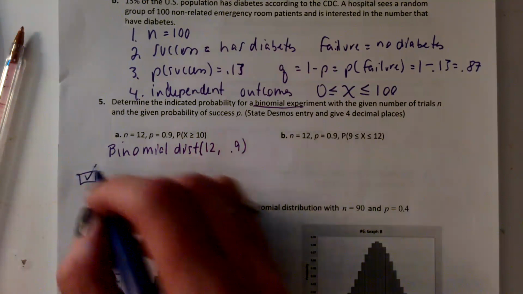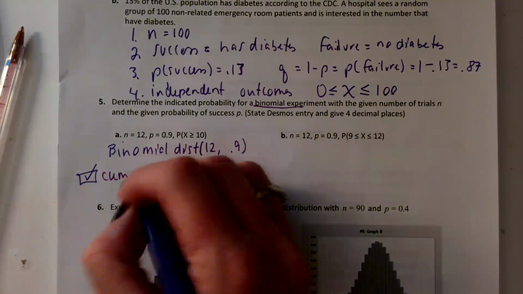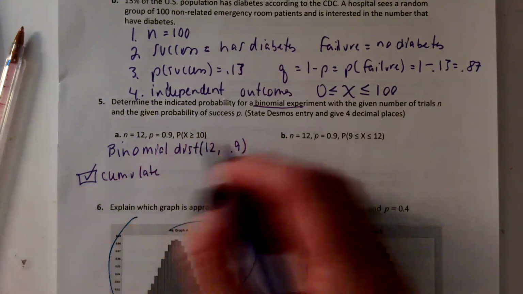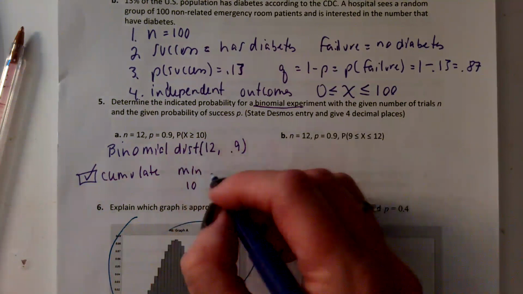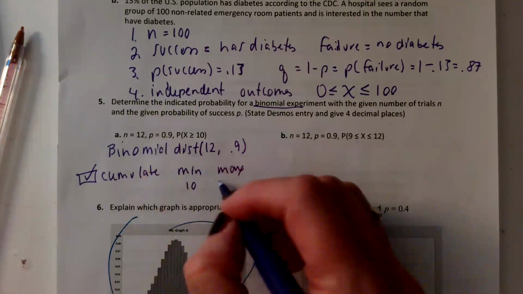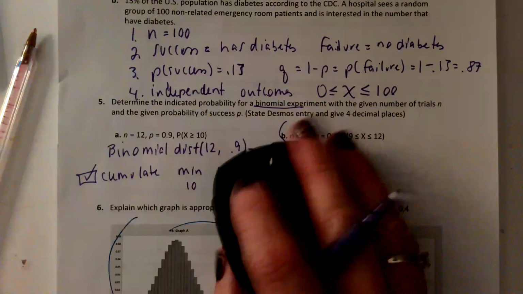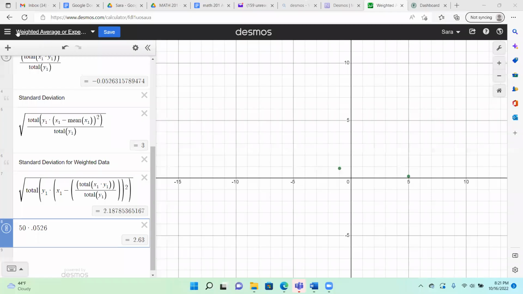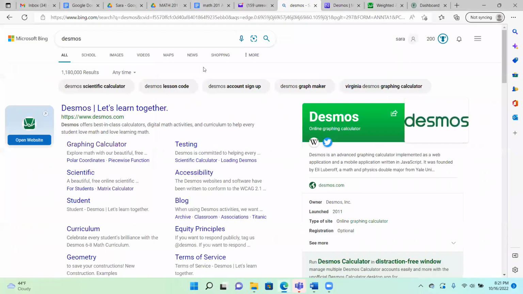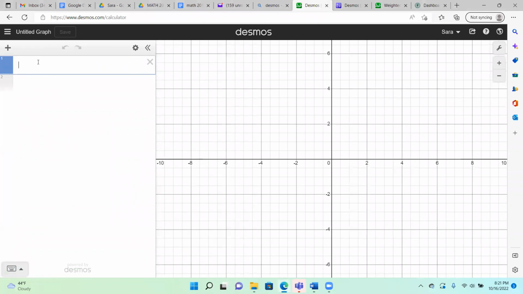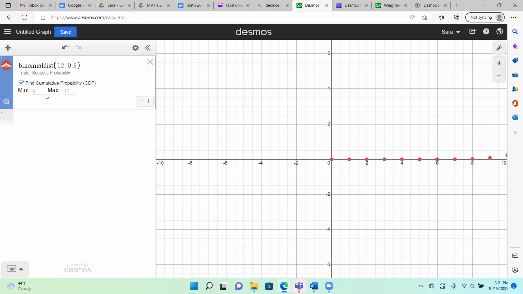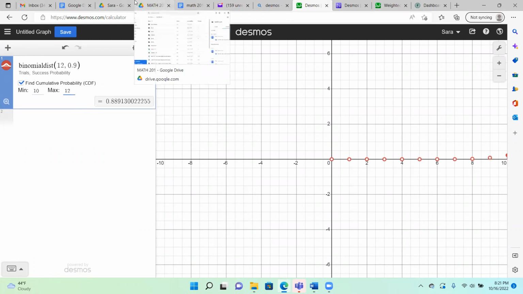And then we are going to hit the cumulative box because it's a greater than or equal to, and it's greater than or equal to 10. So that means the minimum is going to be starting at 10 and the max is going to go through n, which is 12. And so that probability we're going to find in Desmos. I'm going to go ahead and type binomial list, and it's 12 and 0.9. And we said cumulative, and the min was 10, and the max was 12. And so that probability is 0.8891.